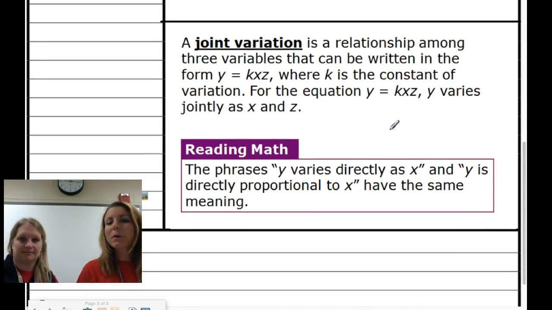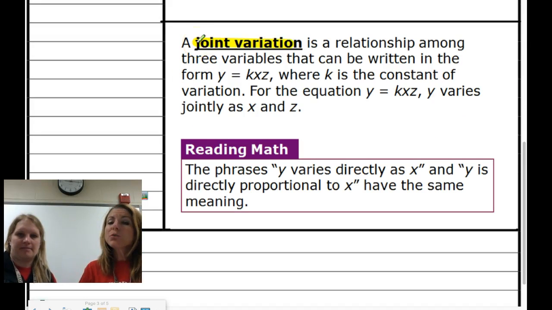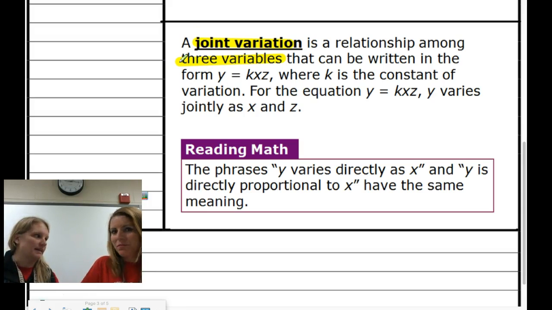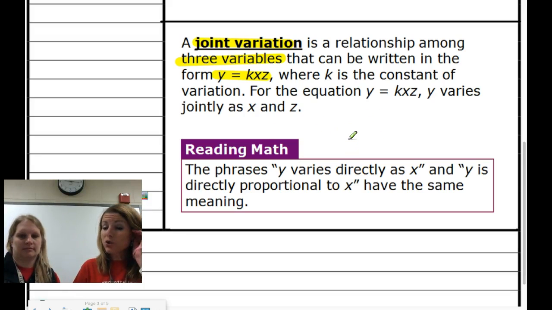All right. Now we're jumping to joint variation. That is a relationship among 3 variables. So instead of just x and y, we now throw in a z. It's still worded as y varies, now not directly, but y varies jointly as x and z. The phrase y varies directly as x and y is directly proportional to x have the same meaning.